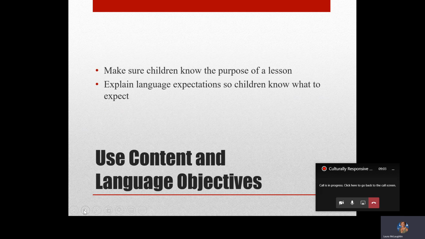So use content and language objectives. Make sure children know the purpose of a lesson. Explain language expectations so children know what to expect.